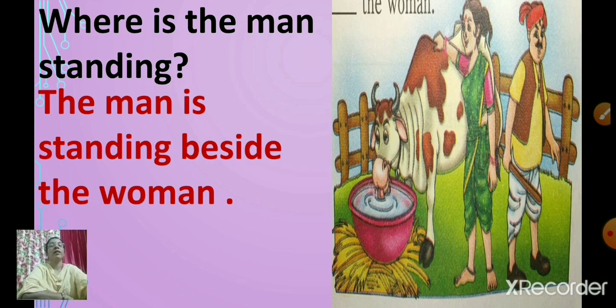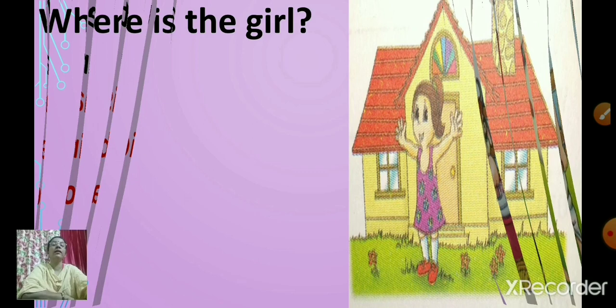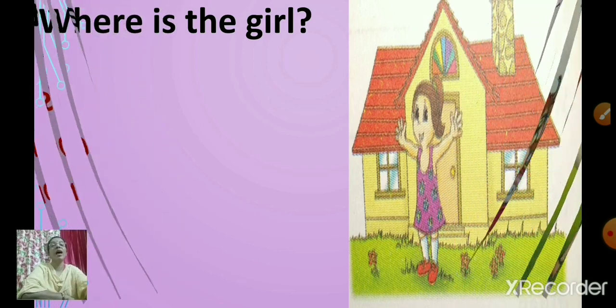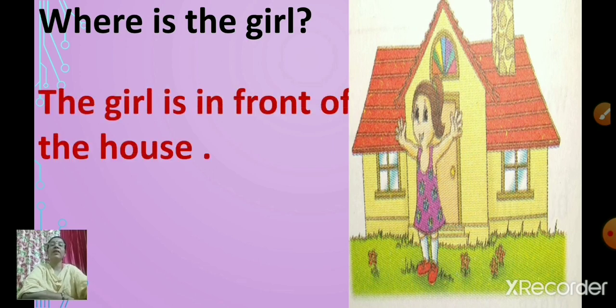Okay, next, where is the girl? Now see here, there is a house and one girl is standing. So where is she standing? Can you tell me where she is standing? Yes, the girl is in front of the house. So where is the girl? The girl is in front of the house.